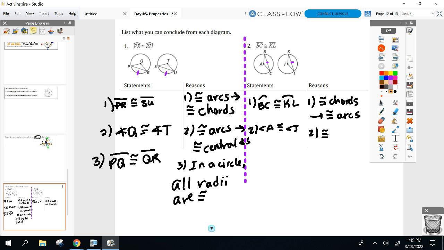Now, do I want to start this with congruent chords? No, I don't know. What makes the central angles congruent? Because the arcs, not the chords. So I'm going to start this one off with congruent arcs imply congruent central angles. And then, yes, I could say AB congruent to AC. All the radii are congruent, but we don't need to rewrite all that.